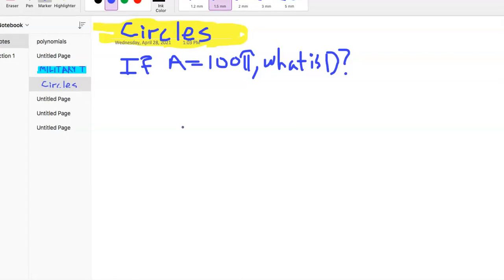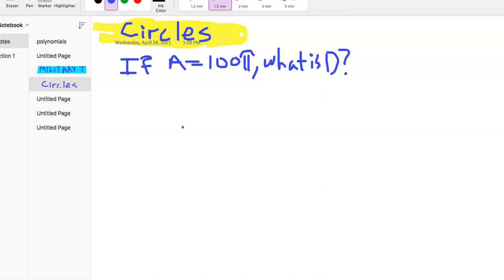All right, in this video, we are going over circles. So we've got four different types of questions. This first one is on area, and then we'll do circumference, and then a couple of questions that involve radians, which can confuse people sometimes. So let's get into it.